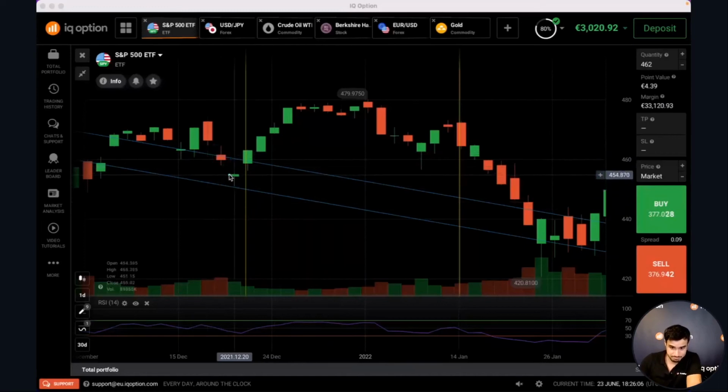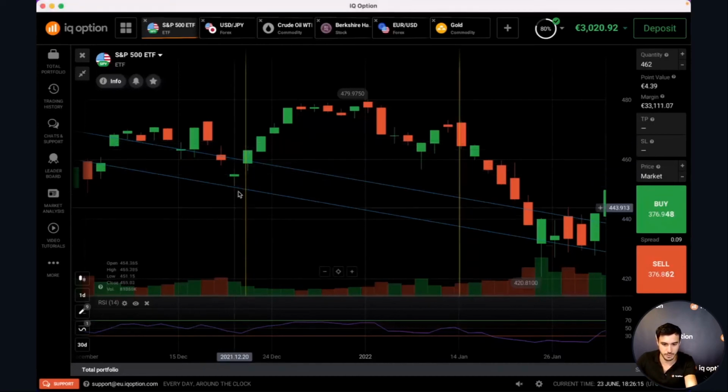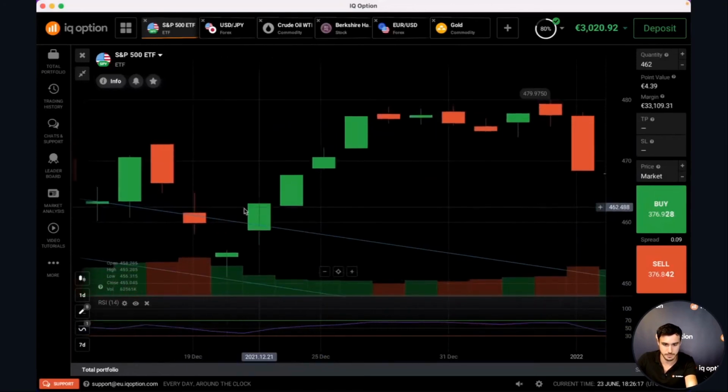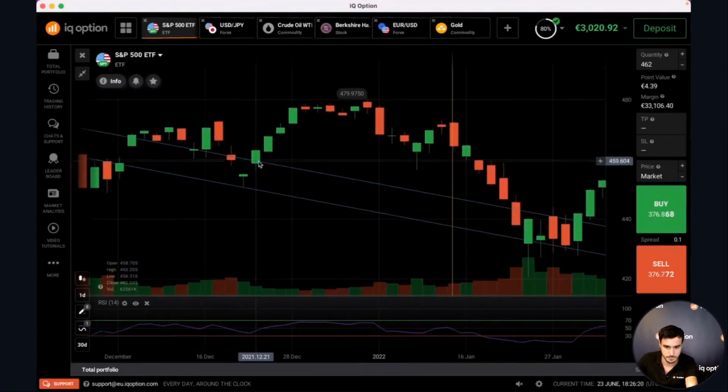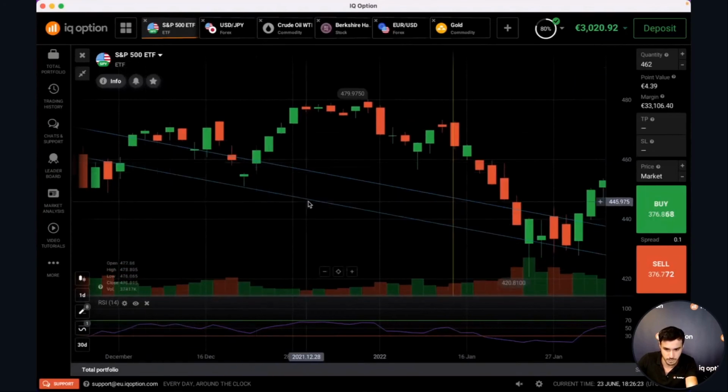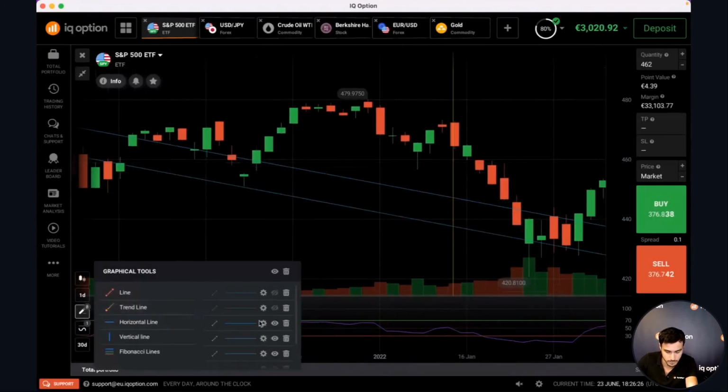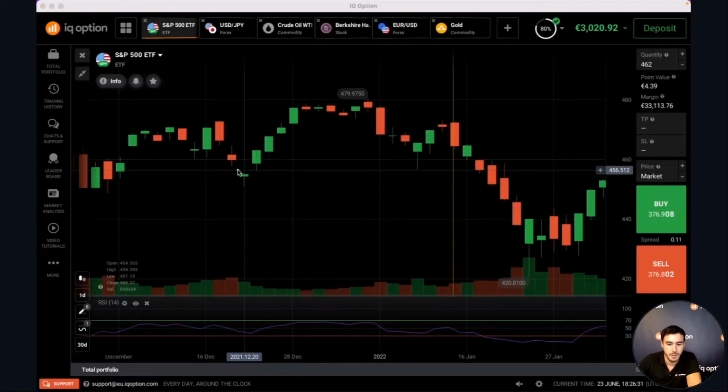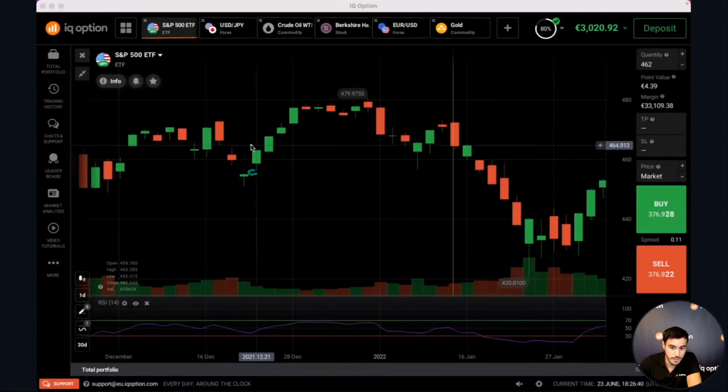See this morning star, red, gap, green, small, then again gap. Let me erase this. Probably we can get rid of them. Okay, now it's clear. So first red, gap, green, gap again, and my second green is big and it has a gap, no? All of this is a gap. See what happens next.